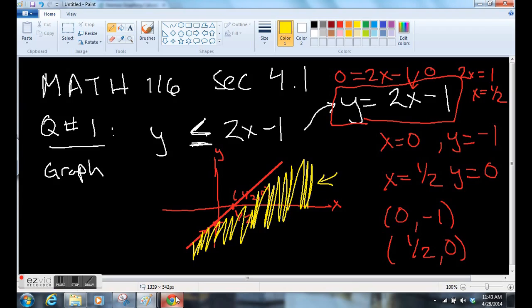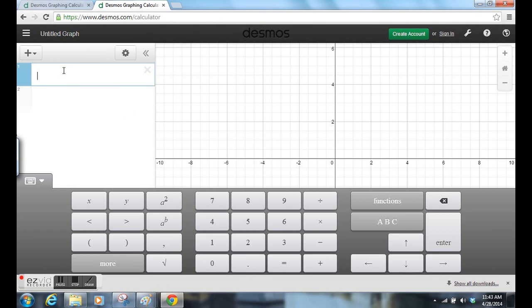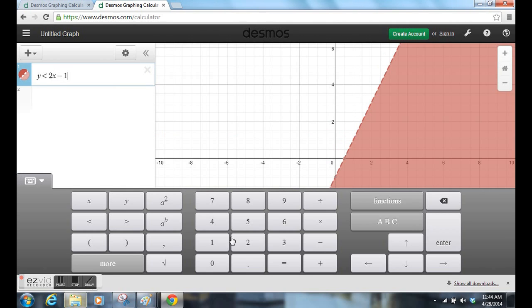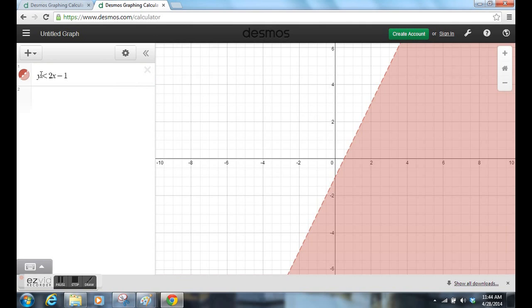I'm going to show you what this looks like on a lovely graphing calculator, or graphing program on the computer. y less than 2x minus 1. Ta-da! Same thing. So you'll notice this is less than, not less than or equal to. So less than would just mean you don't include the line itself. Technically for this one you should include the actual area of the line, but whatever.